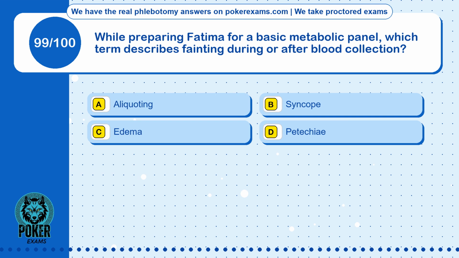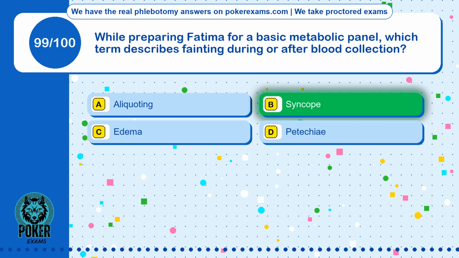Question 99. While preparing Fatima for a basic metabolic panel, which term describes fainting during or after blood collection? Option A. Aliquoting. Option B. Syncope. Option C. Edema. Option D. Petechiae. The correct answer is option B.